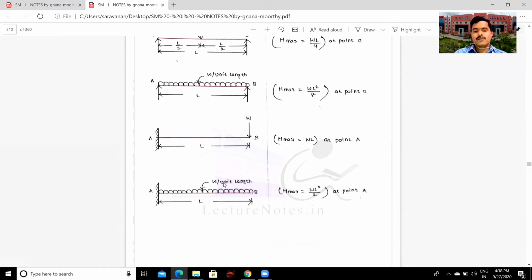Here, a uniformly distributed load subjected to the cantilever. So M maximum is WL square by 2 at point A. Here also x equal to 0, therefore the bending moment value at the free end is 0. You know, the maximum bending moment will be at the fixed end, point A, right? At A, the maximum is WL square by 2 for a cantilever subject to UDL.